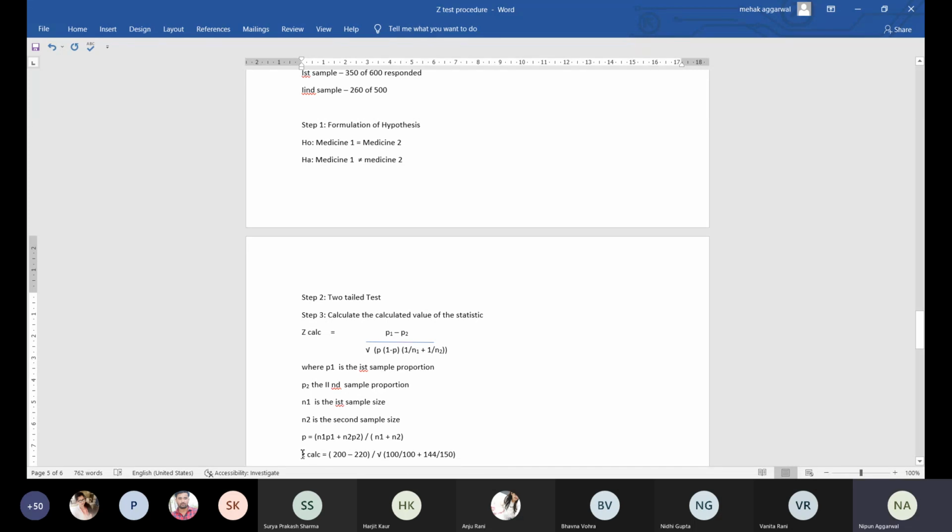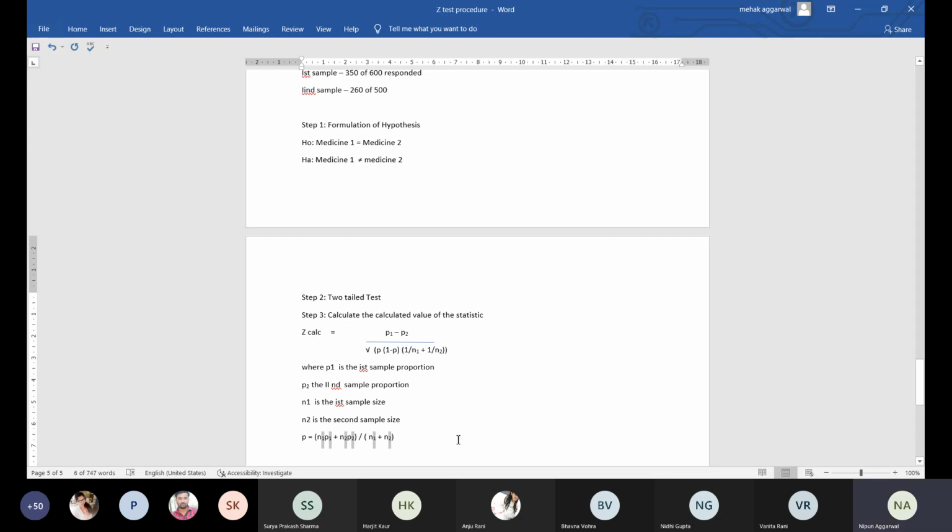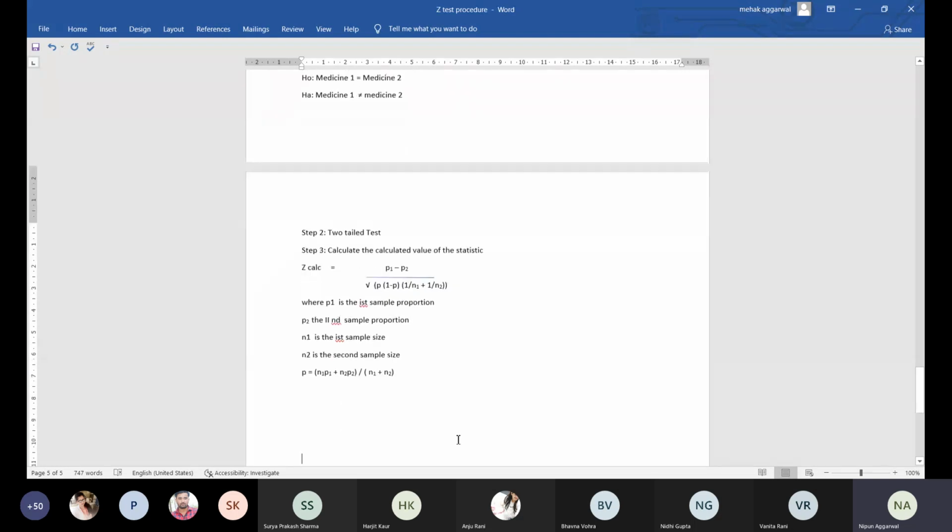So that will be the formula for P, which is N1 P1 plus N2 P2 divided by N1 plus N2. Clear? So now you have the formula with you.